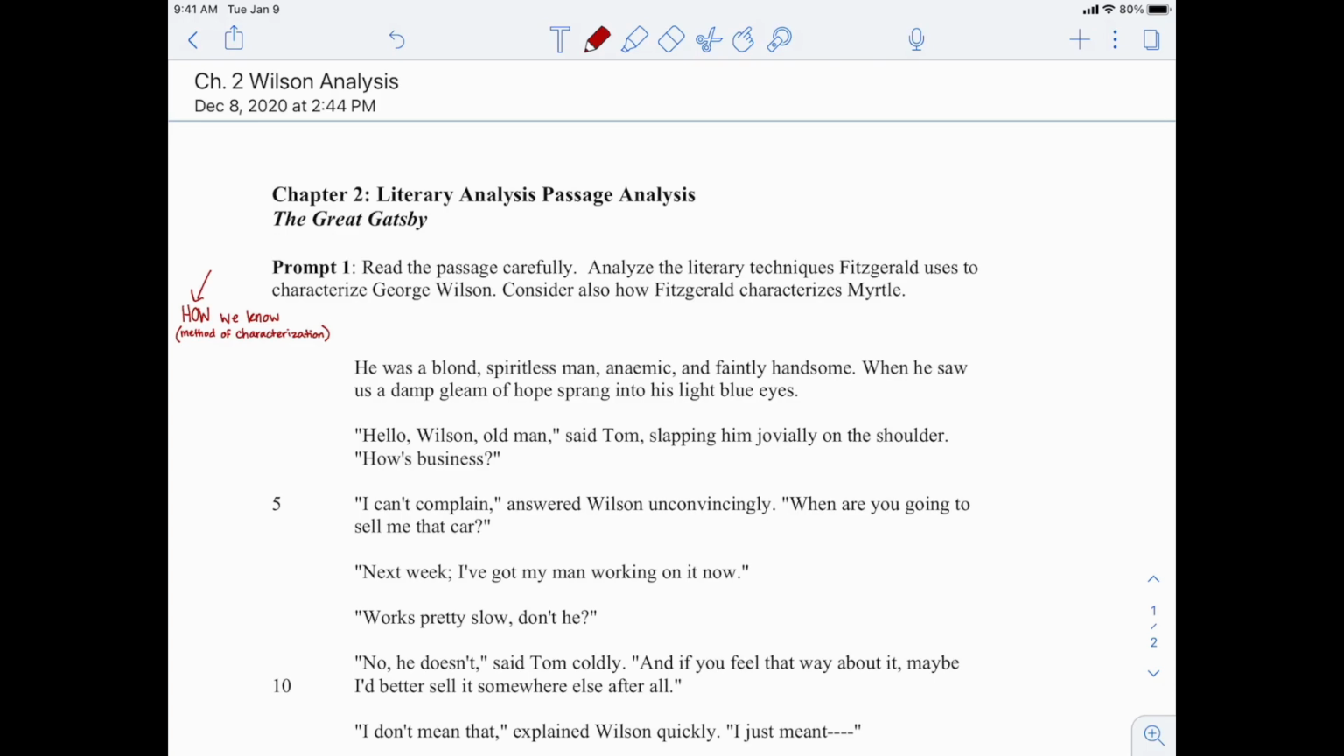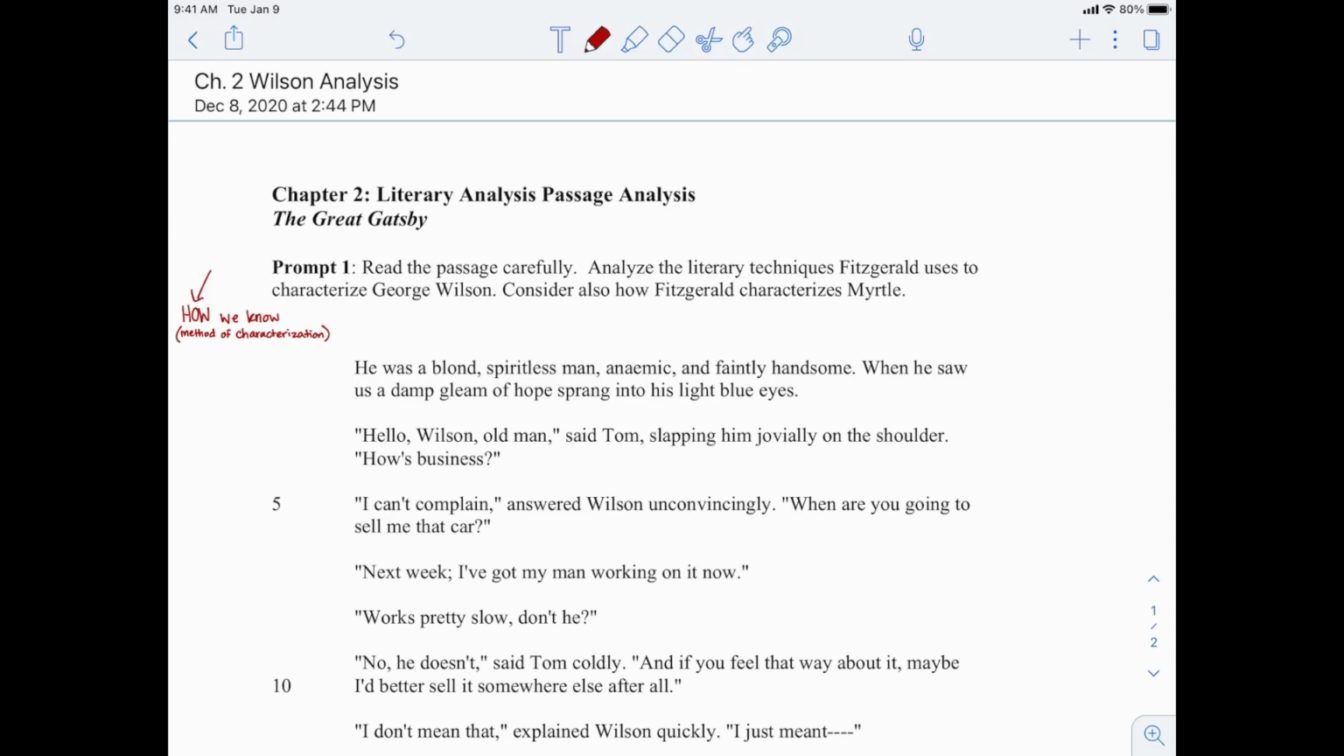Okay, specifically, we're looking at various methods of characterization. So I'm going to model for you how to read for your character. We're going to do so with a character that none of you guys chose, so please follow along with me. You need to make the same annotations that I do, and then you're going to turn this in as a PDF on Canvas. Okay, so let's go ahead and get to it. This is again when Tom is taking Nick to meet his side chick. He's taking him to meet Myrtle, and so this is the first time we meet George.